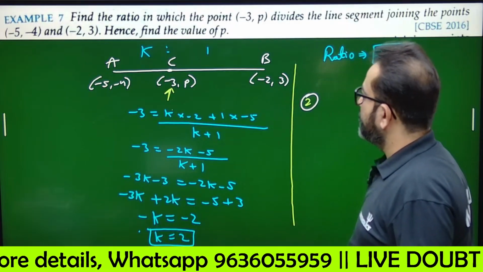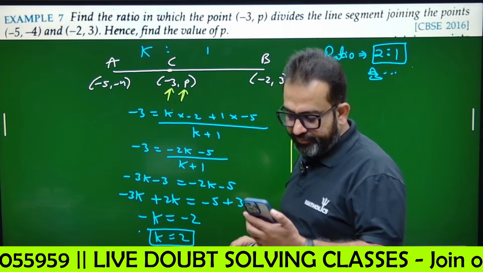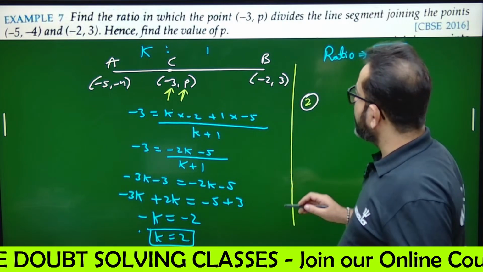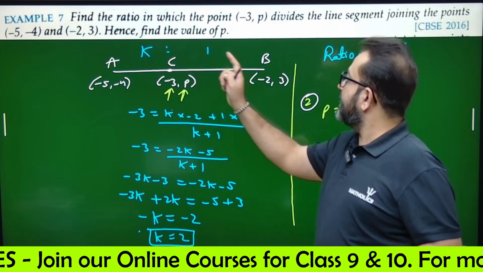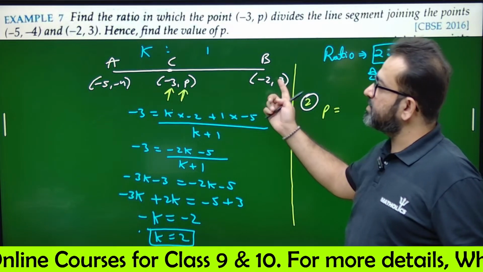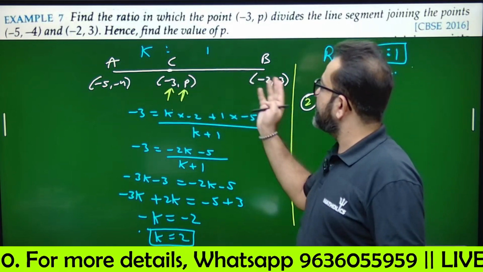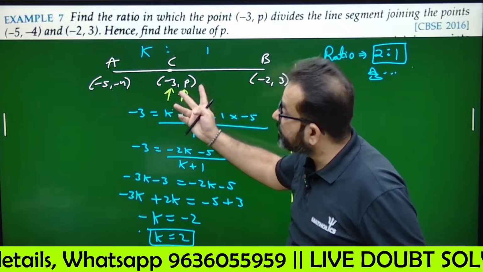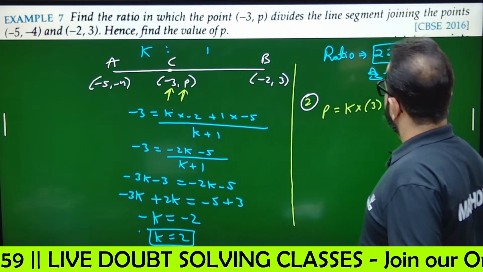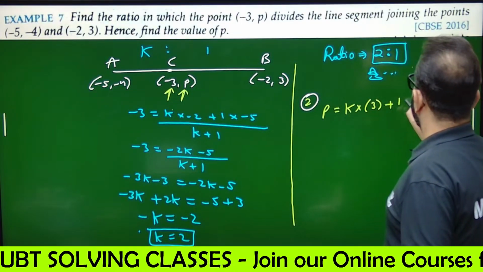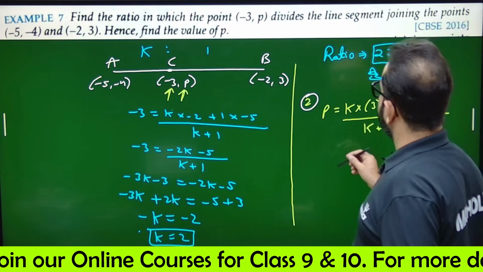How to solve part 2? This is the y coordinate. So we will write p will be equal to what? K into, yes, the y coordinate of this, because p is the y coordinate. Minus 3 was the x coordinate, so we dealt with the x coordinates earlier. Now p is the y coordinate of this point. So p will be equal to k into 3 plus 1 into minus 4, and whole upon k plus 1. That's it. So put the value of k now.